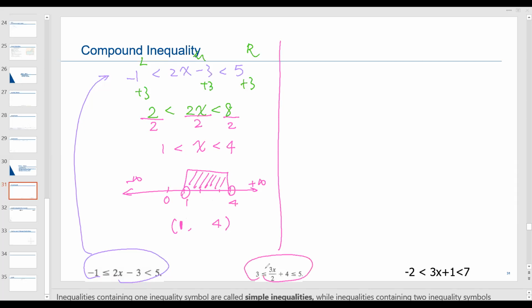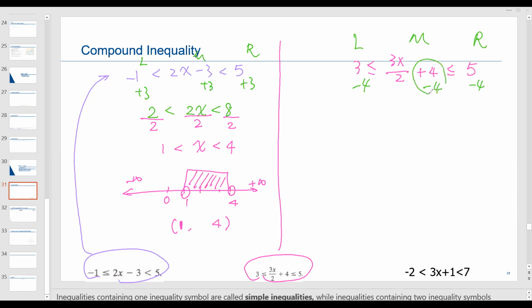Let me bring this up. Say -3 less than 3x over 2 plus 4 less than or equal to 5. All right, so what do we need to do? The same: we still do left, middle, and right, three parts. Right now it is minus 4, minus 4, minus 4. We do the same thing to each of left, middle, and right.